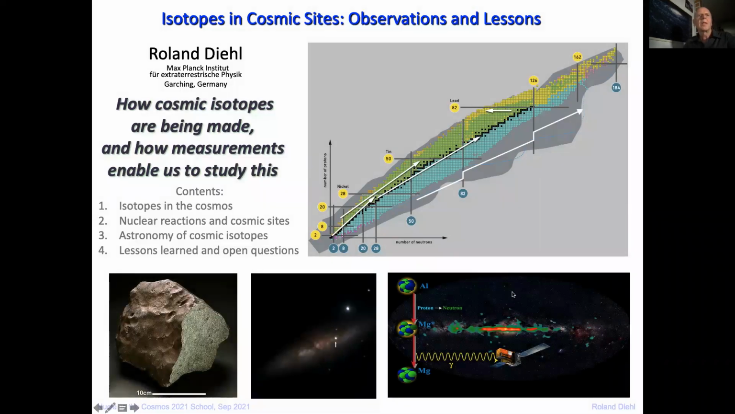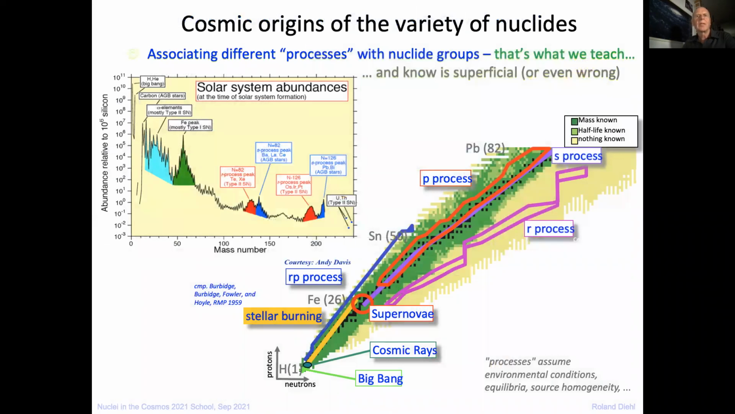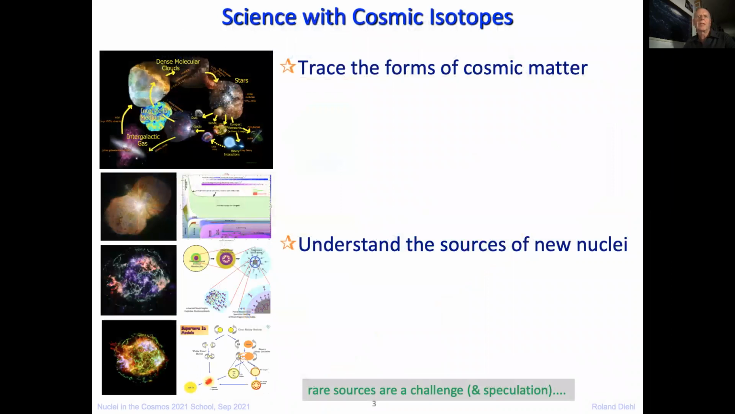Okay, in the second part, we want to talk about the astronomy of cosmic isotopes and the lessons learned from observing. Our issue is to understand how the variety of cosmic isotopes came into being, as we observe them in the solar abundances shown on this top left graph. We would like to trace cosmic forms of matter and understand the individual sources of new nuclei, which are supernovae of different types and other sources.